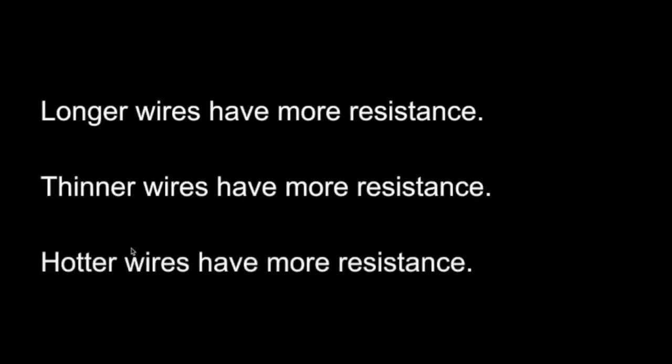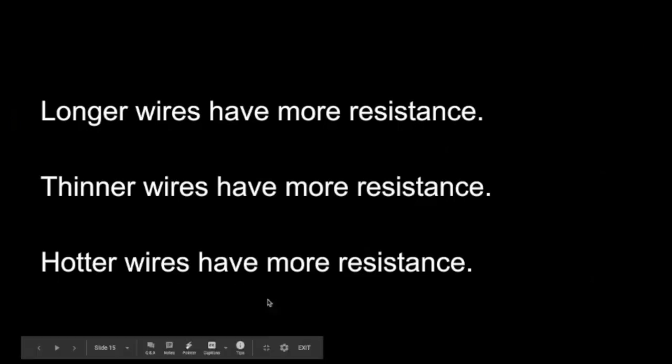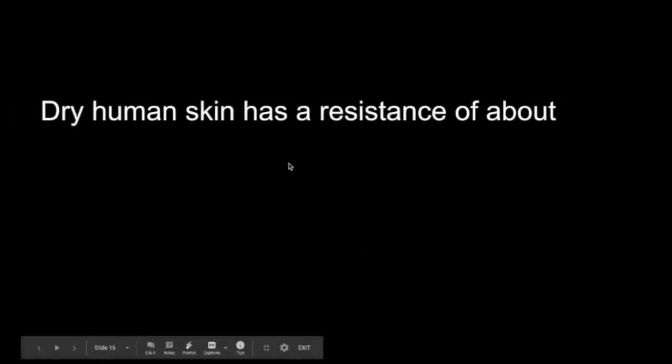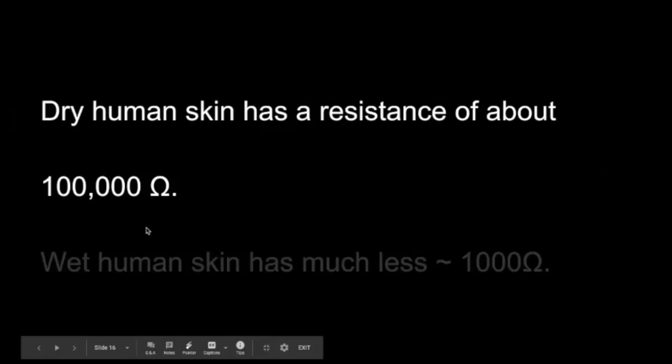You don't have to spend a lot of time remembering this, but the longer a wire is, the more resistance you're going to have, which means that you're going to have lower current. Resistance keeps the current low. If you have a really thin wire, or a really hot wire, those wires also will have a high resistance and lower currents. Dry human skin has a resistance of about 100,000 ohms.